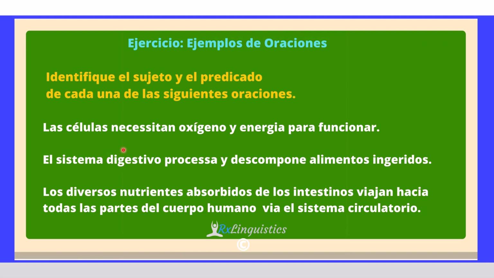After module 1, here is what you have. If you have a sentence like this: Las células necesitan oxígeno y energía para funcionar. El sistema digestivo procesa y descompone alimentos ingeridos. Los diversos nutrientes absorbidos de los intestinos viajan hacia todas las partes del cuerpo humano vía el sistema circulatorio. So, these are sentences. After module 1, when you see a sentence like this, you know what is an article, what is a noun, what is a verb, what is an object. You will know everything.